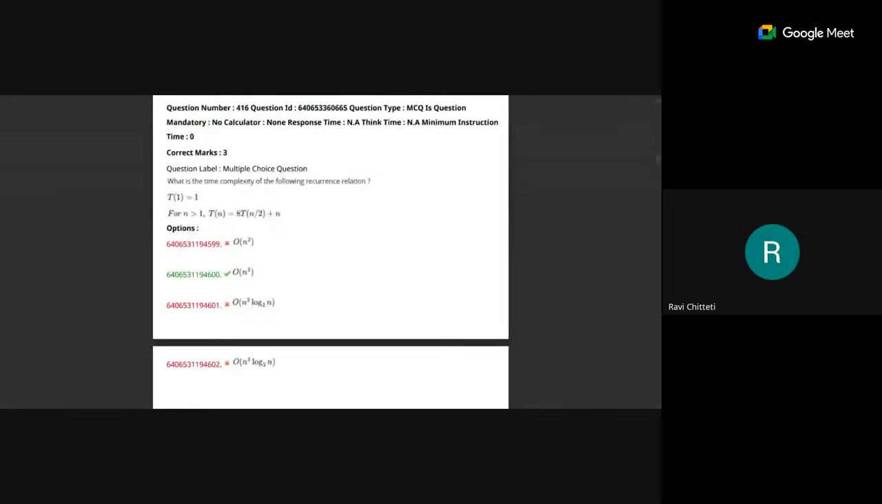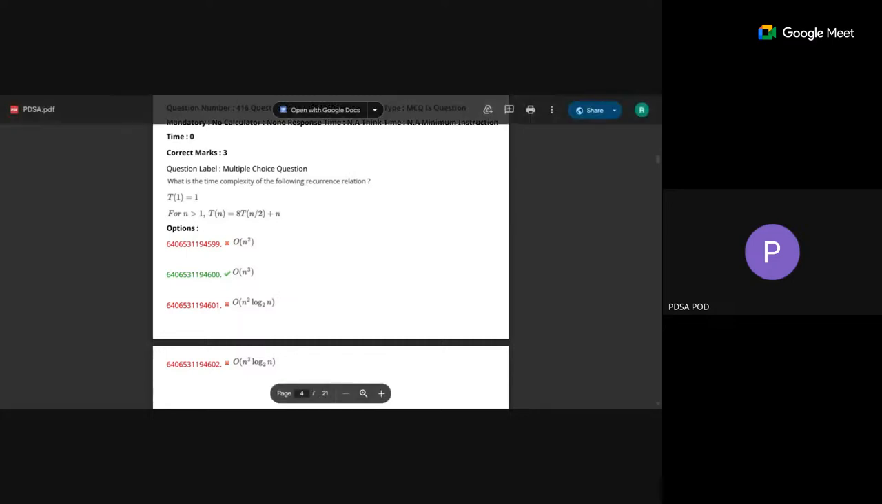So what is the time complexity for the relation? The time constant is given, T of 1, for n greater than whenever that base condition is reached, that is 1. Other than that, T of n equals 8 times T of n by 2 plus n. So 8 times n by 2 means at every recursion, n by 2, 8 times it's dividing. Let me write this equation first. For the time complexity, we need to find it out.